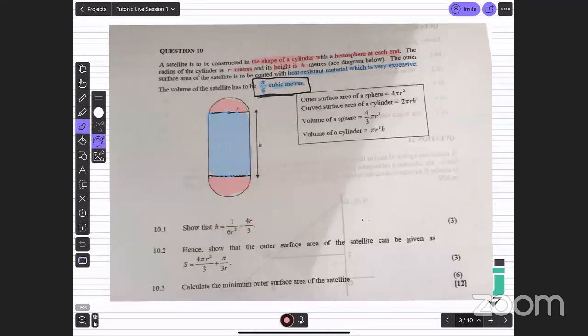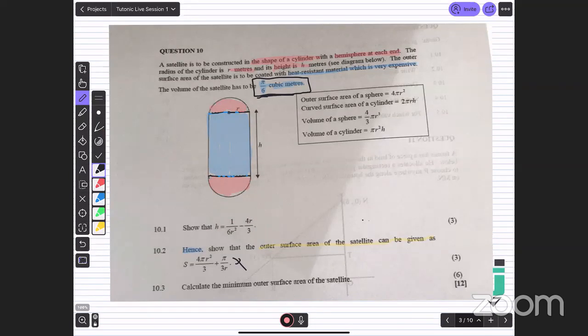So now it says hence. You see how clever they are. They say hence show that the outer surface area can be given as that. Now, don't worry about this. Don't look at this stuff here yet. Work with what you know. What is the surface area of the cylinder?